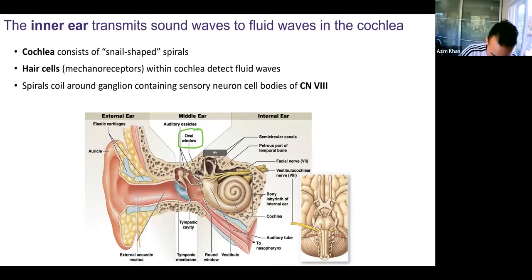So the oval window is this small membranous window that vibrates because the auditory ossicles vibrate. The oval window is part of this larger snail-shaped organ called the cochlea. And the cochlea is filled with fluid. When the oval window vibrates, it creates fluid waves within the cochlea.